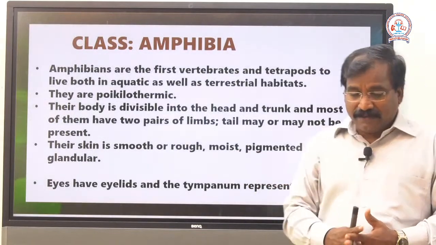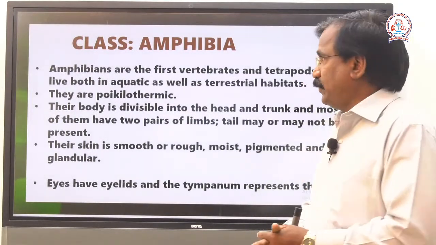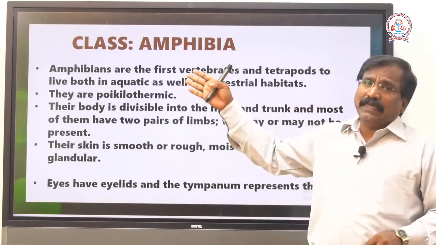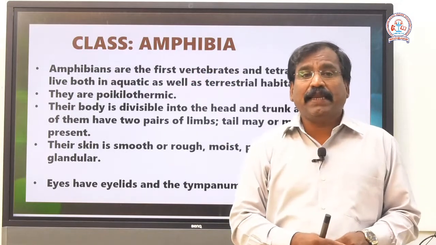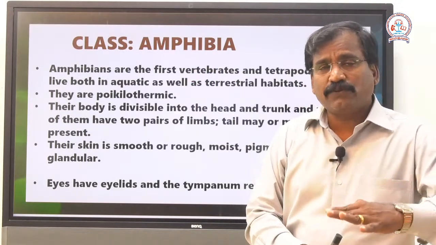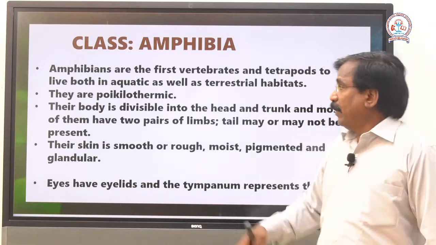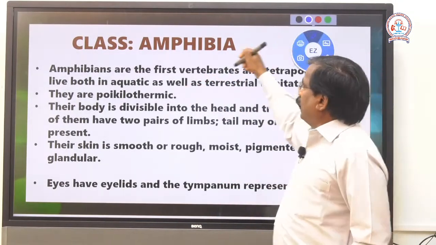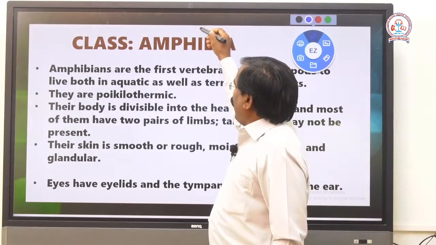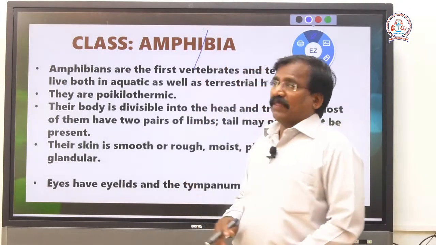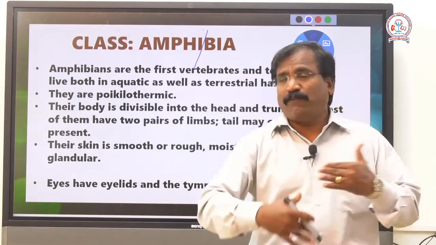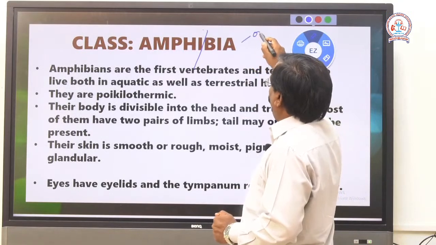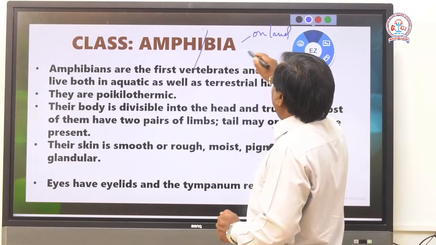Then next class is amphibia. This is the first land animal. The fishes are exclusively aquatic, in water. But the amphibia, amphi means both, a dual mode of life. It is able to live on land and in water.